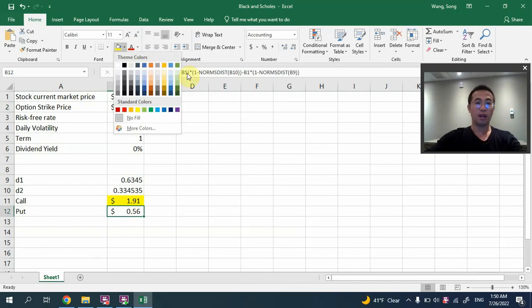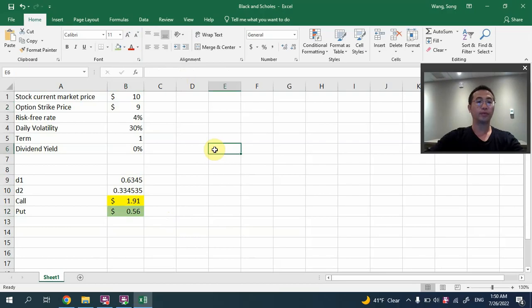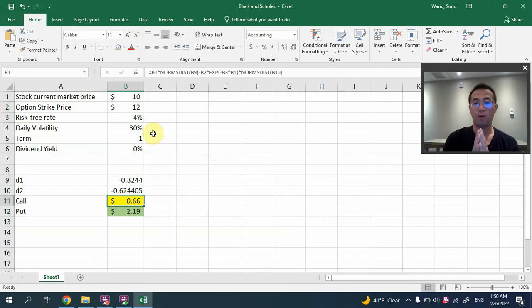So let me highlight this one as well. If I increase it to 12, so if the strike price goes higher, as you can see, the call option value is reduced because you have to pay more when you exercise the call option to buy the stock. And the put option value will go up because you can sell for more at the strike price for the same stock, and that's better.